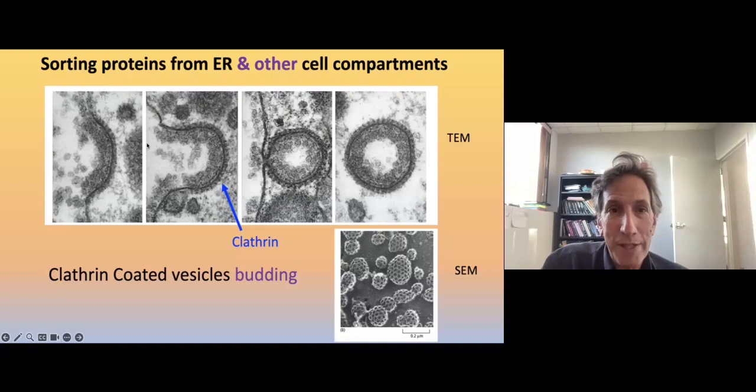It's not just random, it's specific things that interact with either the coat protein as a transmembrane protein or as a cargo receptor as a soluble protein. Here's a picture of these cage-like structures of clathrin that form in the SEM.